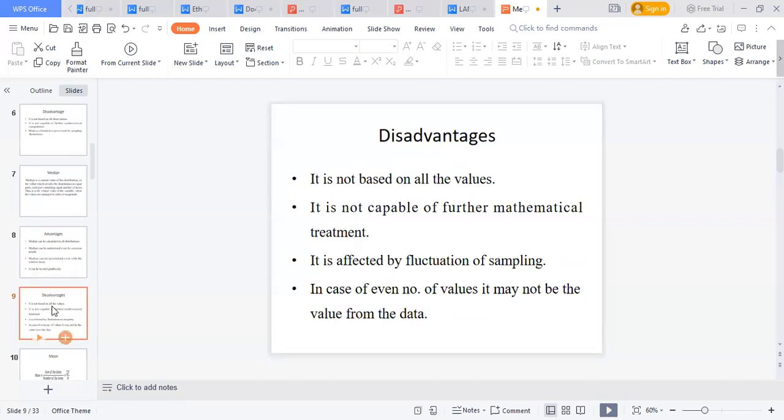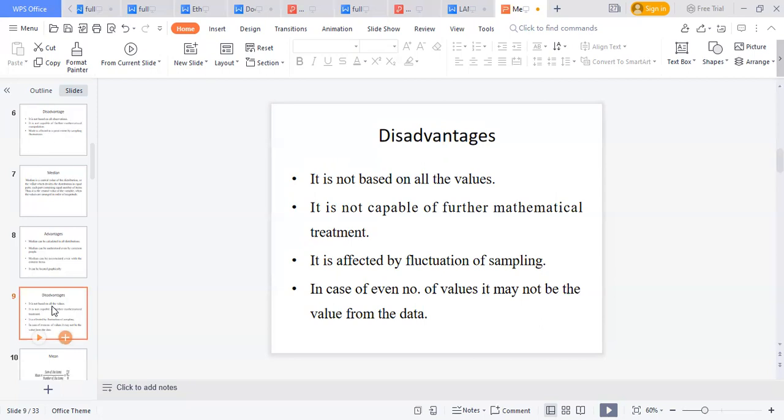It has some disadvantages. It is not based on all the values. You just look at the value in the middle. It is not capable of further mathematical treatment similar to the case of the mode. And it is affected by fluctuation of sampling. So, for example, we increase the sample size, we add in more individuals, so the median may actually change.